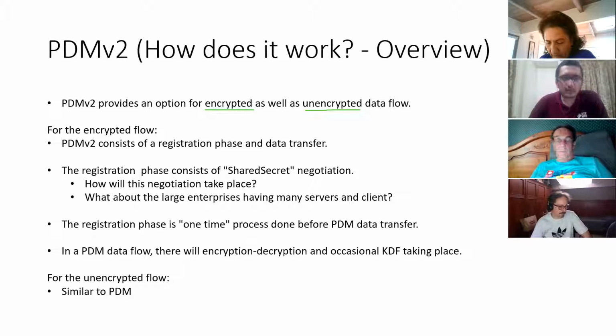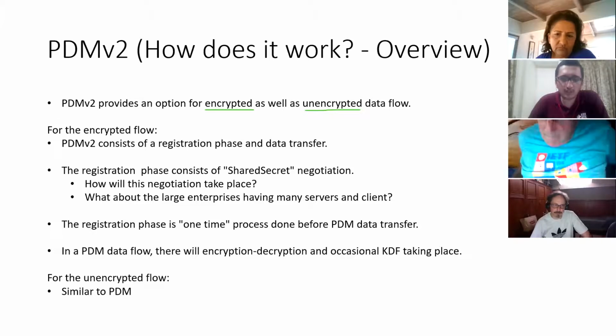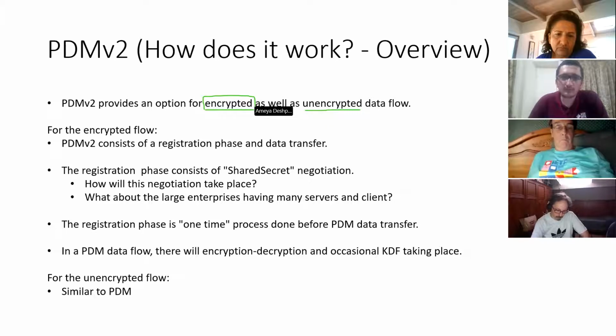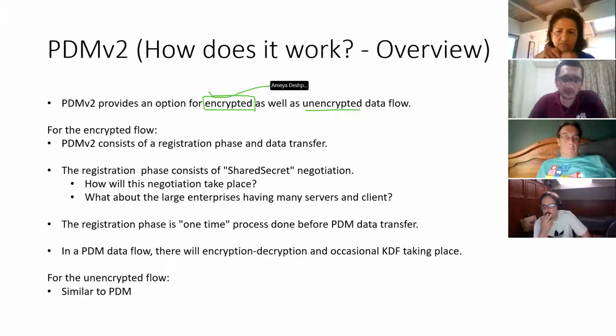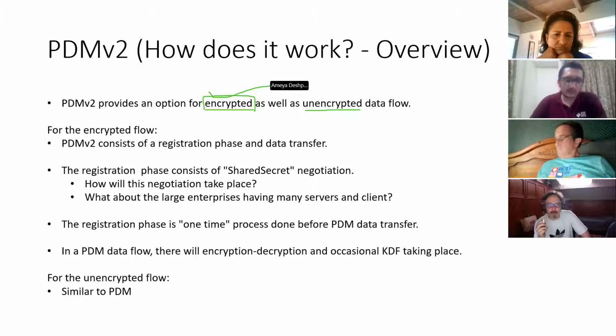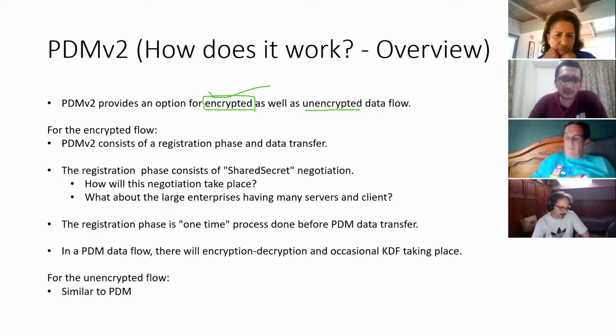With encryption, what we mean is that we have confidentiality and integrity. The confidentiality part is about the encryption, that it's hidden from the network boxes in between, or any man in the middle who can penetrate the network. And integrity means that the destination knows that the data was not tampered with. So these are the two things we try to provide as security in PDMV2.